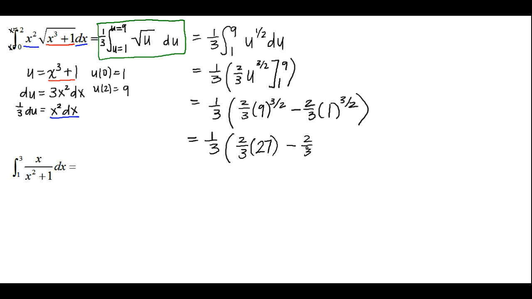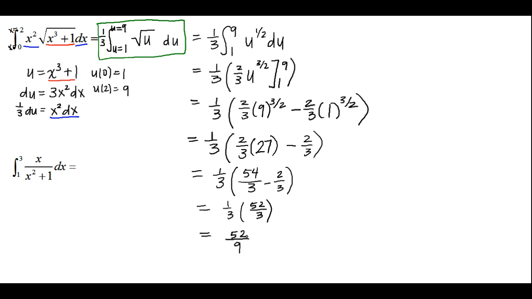minus 2/3. So now what I have is 1/3 times, and since I'm going to want to subtract these two quantities, I'm going to rewrite 2/3 times 27 as 54 over 3 minus 2/3. And that's going to give me 1/3 times 52 over 3, or finally 52 over 9. So I can go ahead and leave my answer like this as 52 over 9, and that's it.